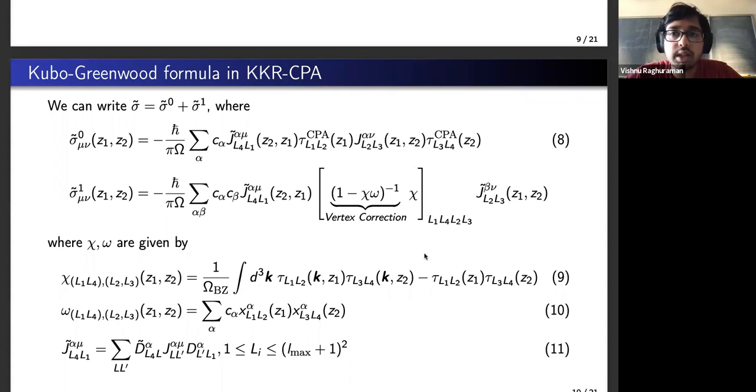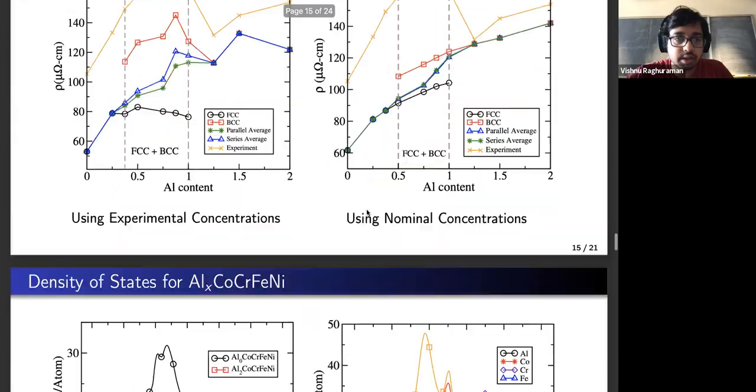Yes. Actually, I don't think that has anything to do with the vertex corrections that you are referring to. I think this vertex correction is specific only to this conductivity term, where it refers to the scattering in. So I have a slide on this.